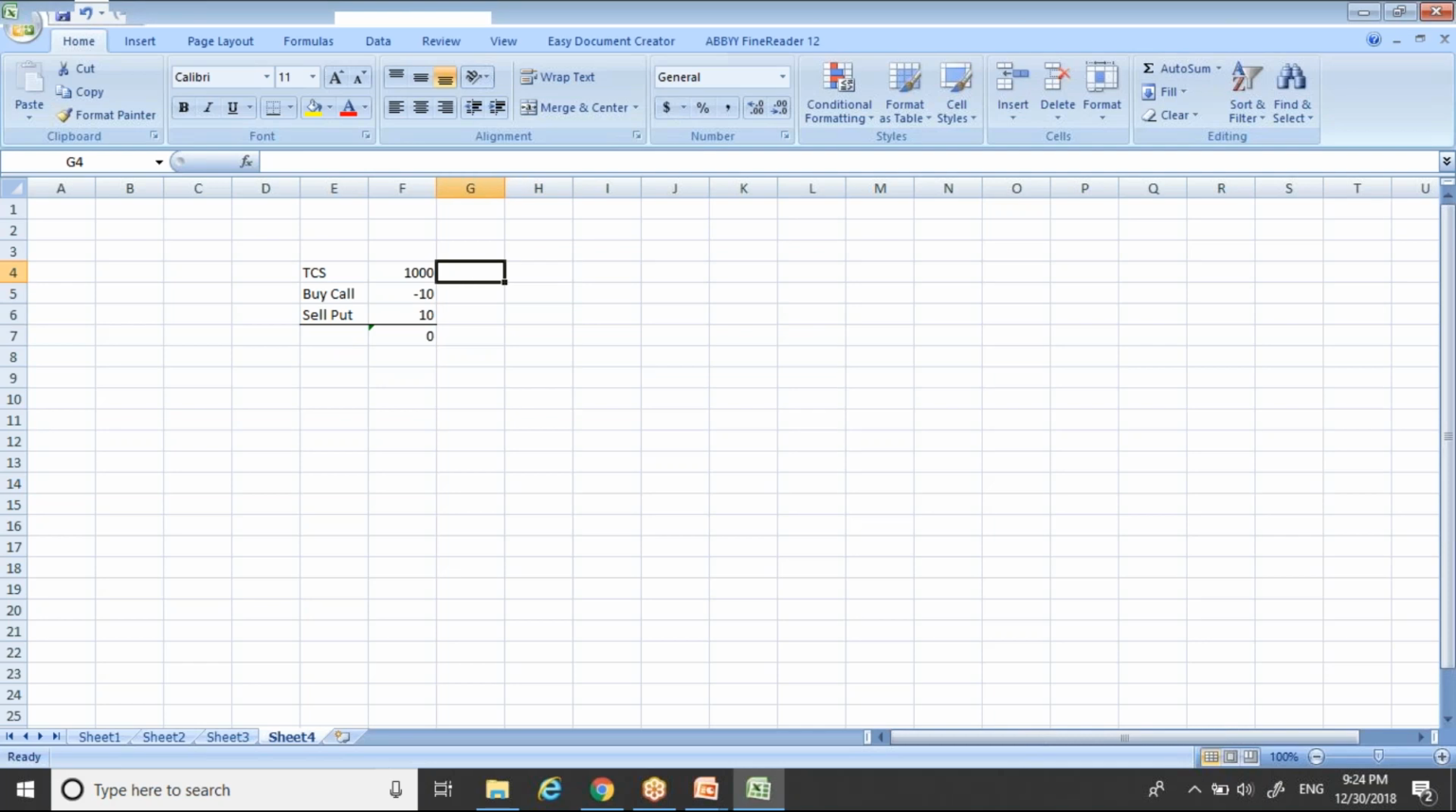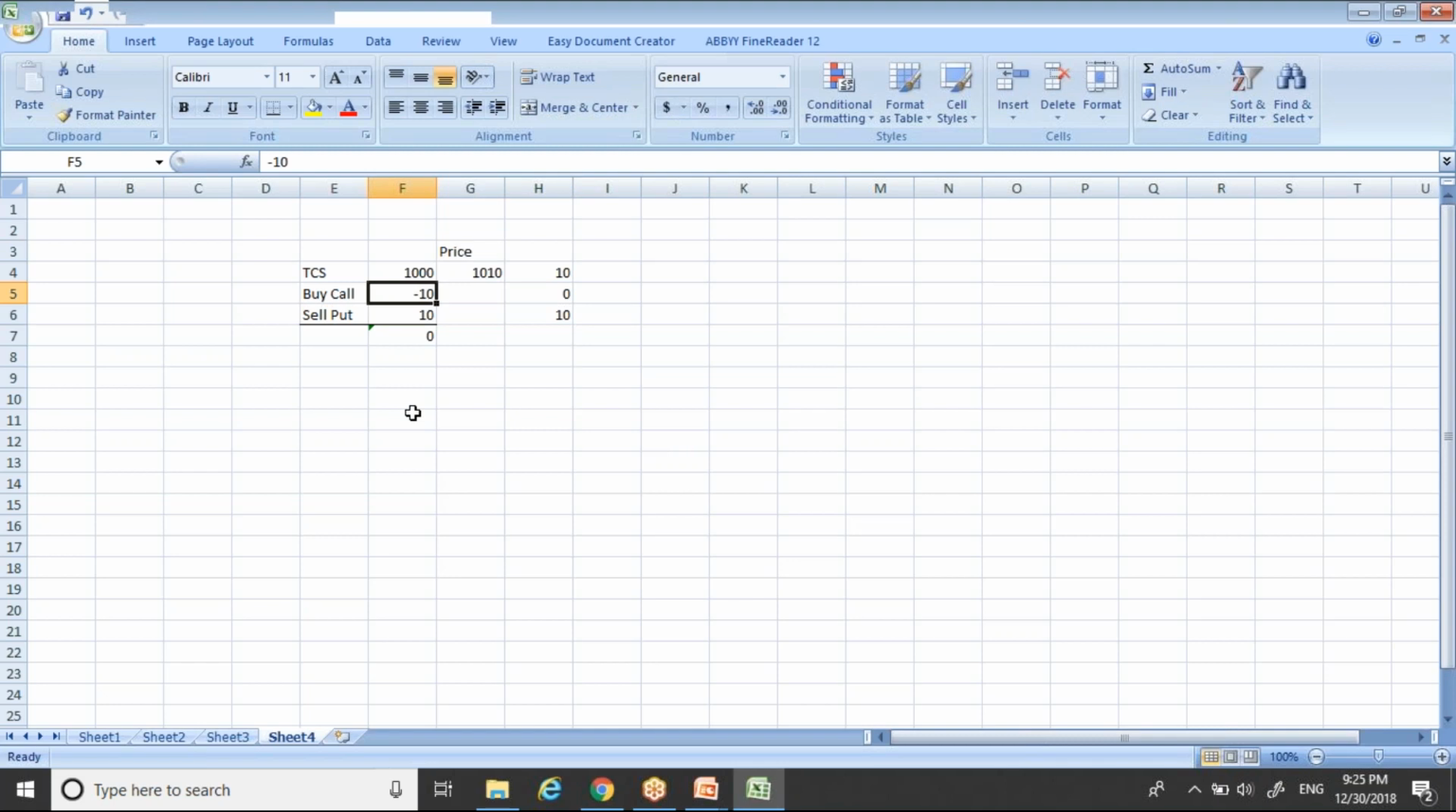Now imagine what happens if the price goes to 1010. Oh, I'm so sorry. The stock which you are holding here will give you a profit of 10. On the other hand, the call will give you a profit of 0, right? Because the price has only increased by 10. So you will have a payoff of 10 and the premium you paid was 10. But the sell put will give you a profit of 10, right? Hopefully you're understanding, otherwise I'll elaborate more.